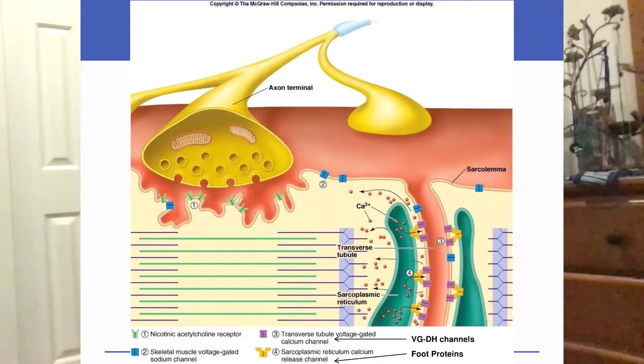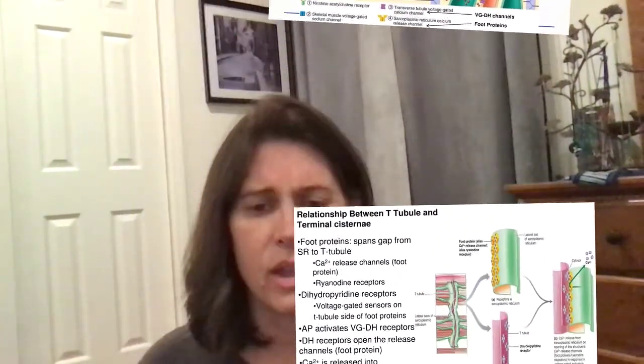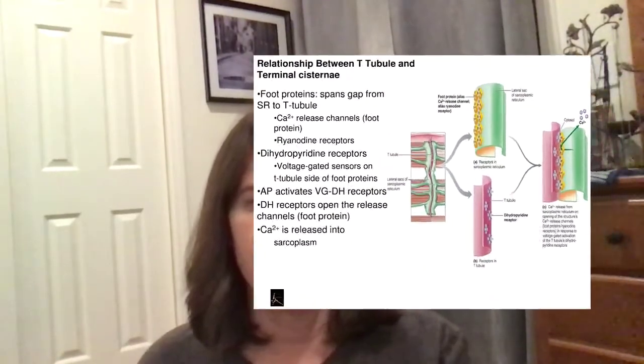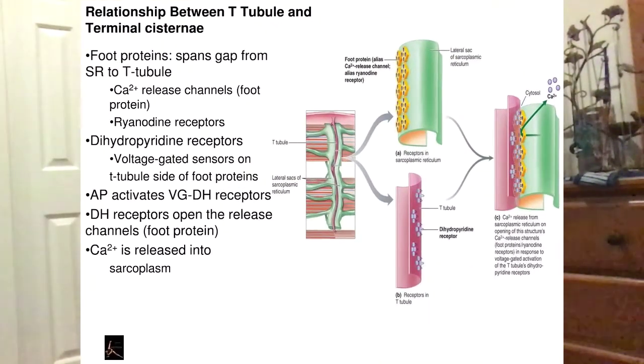So let's get a detailed view of the voltage-gated channels and the foot proteins. That's what we see here. So the green is indicating a portion of the SR where the foot proteins are located. Again, those are calcium release channels. So when those are stimulated to open, calcium is going to flow out of the SR into the cytoplasm. It's going with its concentration gradient. There's a lot of calcium in the SR, not so much in the cytoplasm.